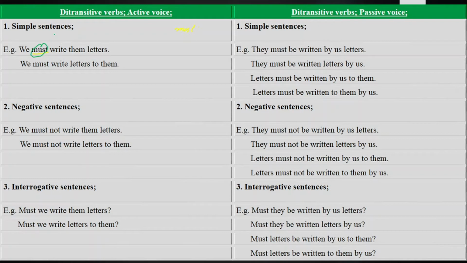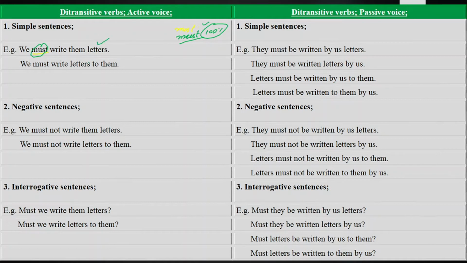Why do we use must? Keep in your mind, must is a modal auxiliary verb, and we use it for obligation, when an action has 100% authority or is 100% necessary for you to be done. There we will be using the modal auxiliary verb must, and we will make sentences with it. Let's begin. Active voice and passive voice. We must write them letters.